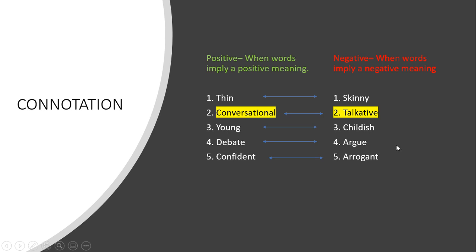And lastly, confident and arrogant. Arrogant kind of means someone who's cocky, thinks they're better than someone. But guys, so does confident. People who are confident also kind of think highly of themselves, right? And even though we want to be confident, sometimes if we're too confident, it goes over to being arrogant. So arrogant is negative, confident is positive.